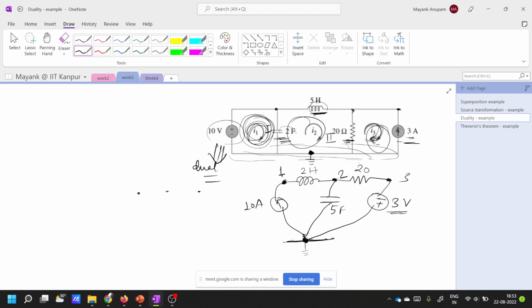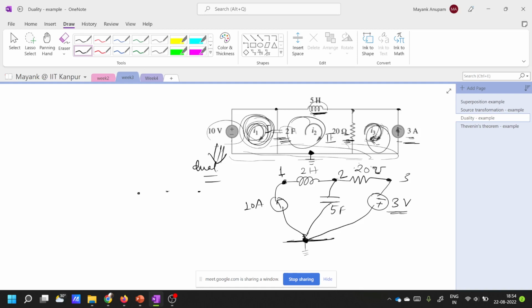No, it will be only 20. No, no, it is 20. The values will always be the same. Only the nature changes, but the value does not change. Correct. The nature changes from a resistor to a conductor, right?